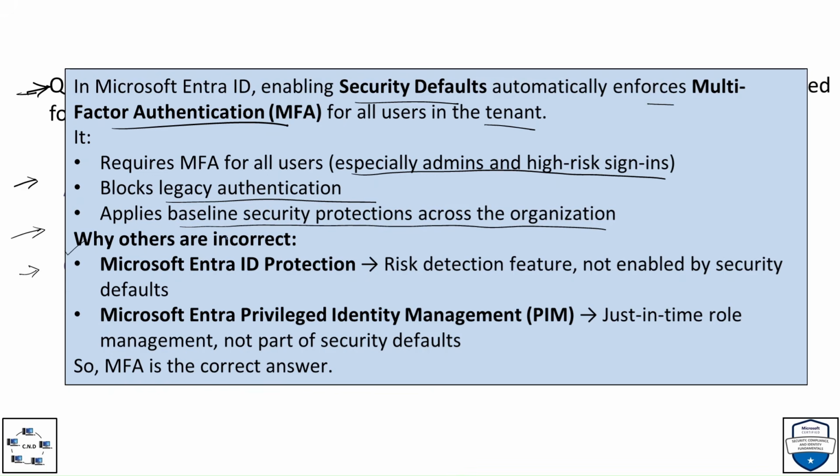So why the other options are incorrect? Microsoft Entra ID Protection is a risk detection feature not enabled by security defaults. Microsoft Entra Privileged Identity Management (PIM) is just-in-time role management, not part of security defaults. So MFA is the correct option.